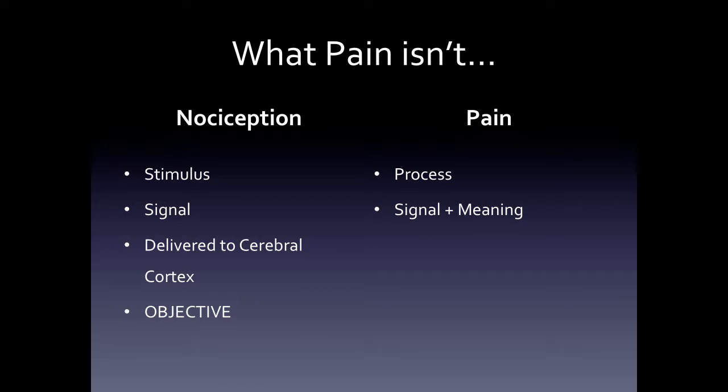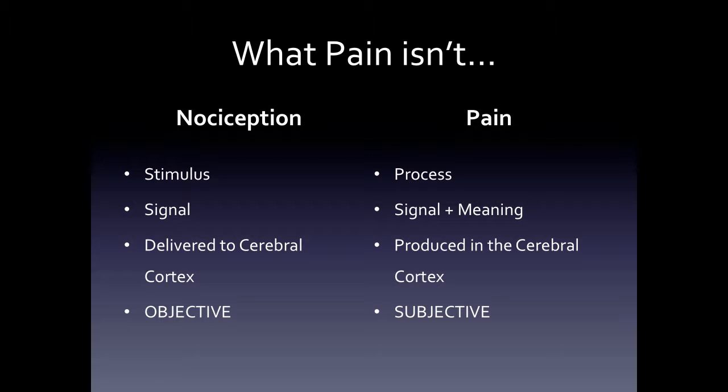It's taking that signal and then assigning a meaning to it. So you have to have two components to it. And it is produced entirely within your brain itself. And it is also subjective. Okay, this does not mean it's any less real. It just means that everybody's pain is completely different. What you feel versus what I feel versus somebody else's feel. Pain is a subjective experience.